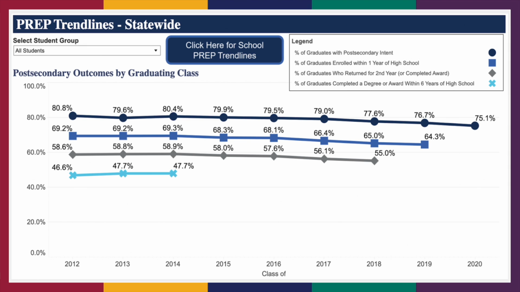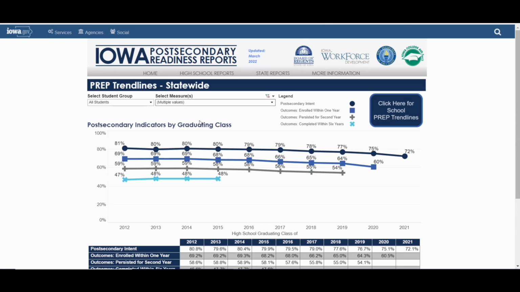The PrEP Trendlines can be accessed at reports.educateiowa.gov/postsecondaryreadiness or through a simple online search for PrEP Trendlines. Let's take a closer look at the PrEP Trendlines.